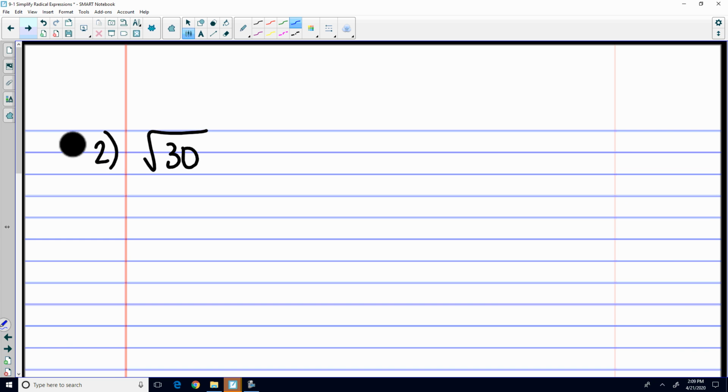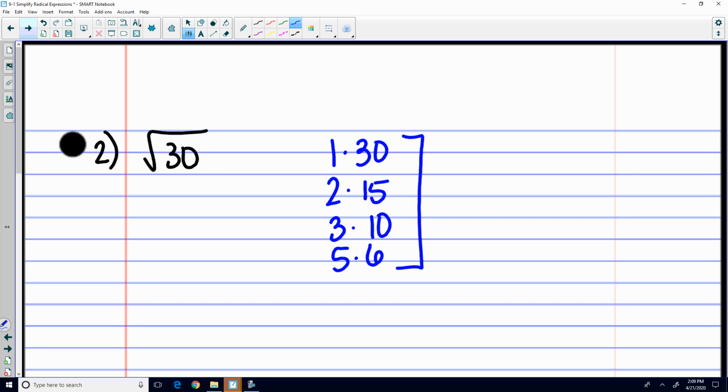Number 2, the square root of 30. Now what I want to do is figure out a multiplication problem that has any perfect squares in it. So I'm going to jot a little work down on the side. I'm going to write all my multiplication problems that give me 30, and 6 and 5, 5 times 6. Now, look at this list. Are there any numbers that are perfect squares in there? Our perfect squares were 1, 4, 9.